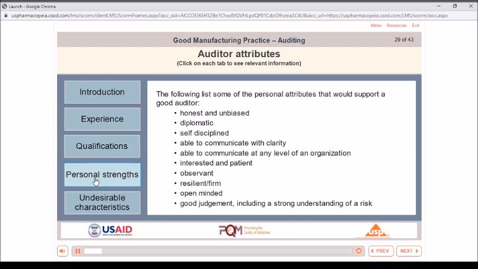Personal strengths. The following list some of the personal attributes that would support a good auditor: honest and unbiased, diplomatic, self-disciplined, able to communicate with clarity, able to communicate at any level of an organization, interested and patient, observant, resilient, firm, open-minded, good judgment, including a strong understanding of risk.